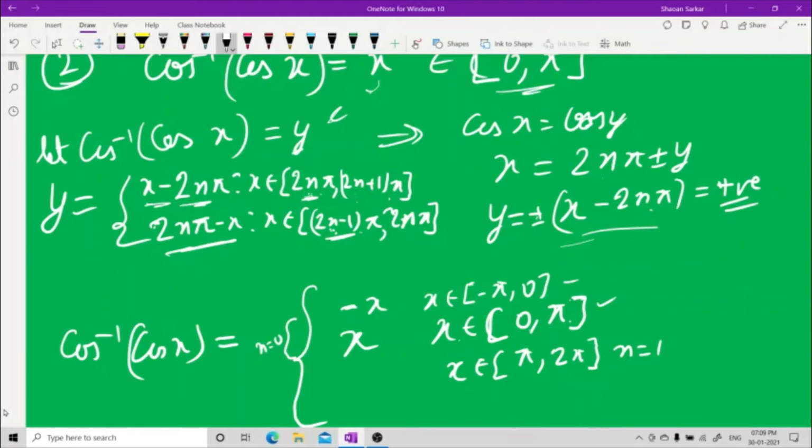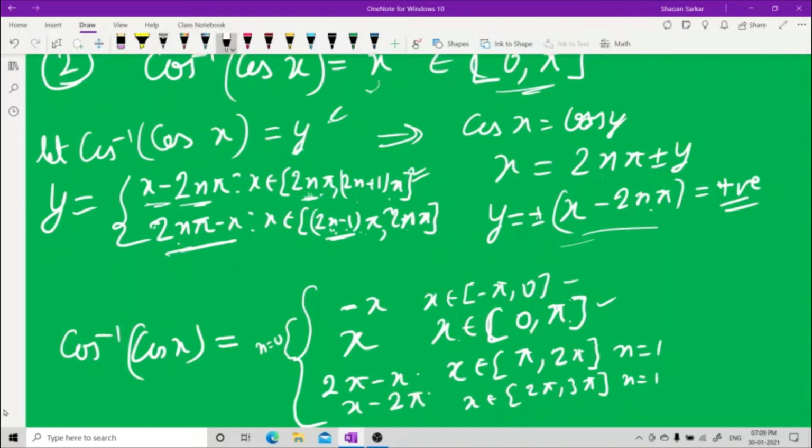This will become 2 minus 1 is 1, pi and then 2 pi. Pi to 2 pi, I put n equal to 1, 2 pi minus x. Now you put n equal to 1 in this also. Now this will become 2 pi to 3 pi, x belonging to 2 pi to 3 pi. This is also for n equal to 1. You will get x minus 2 pi.